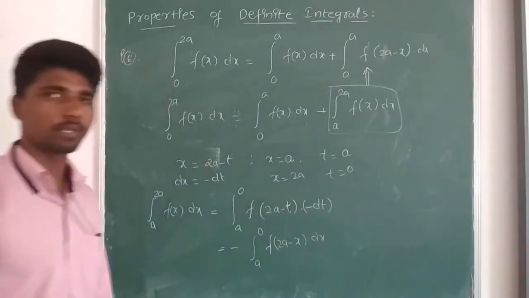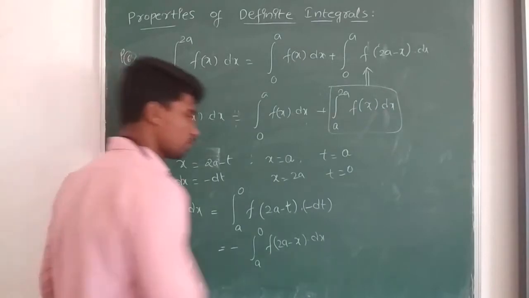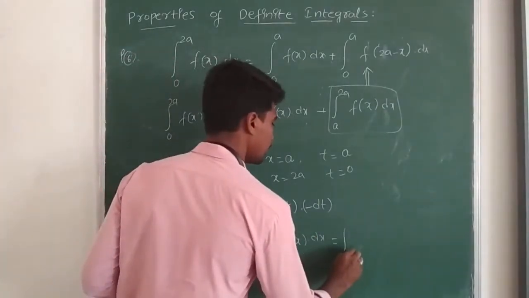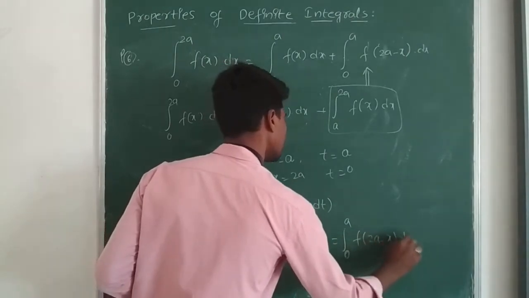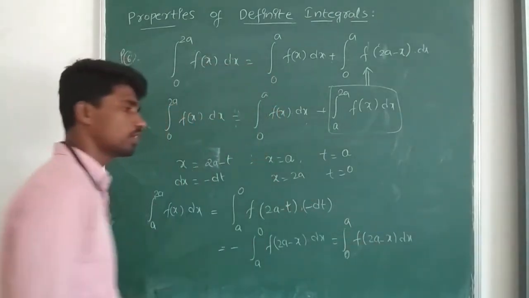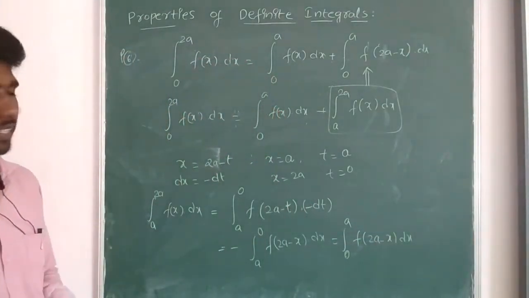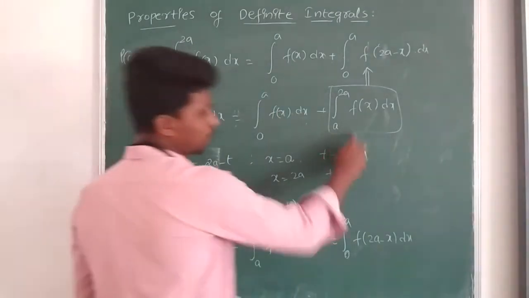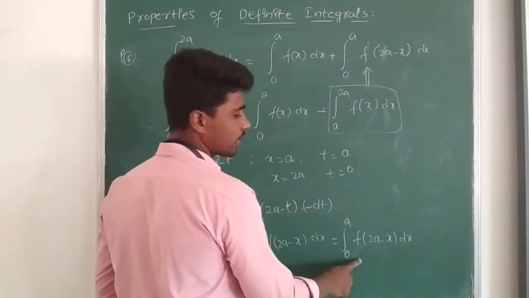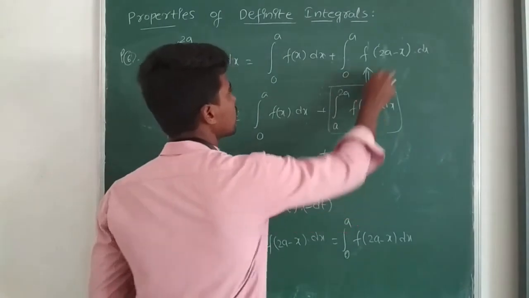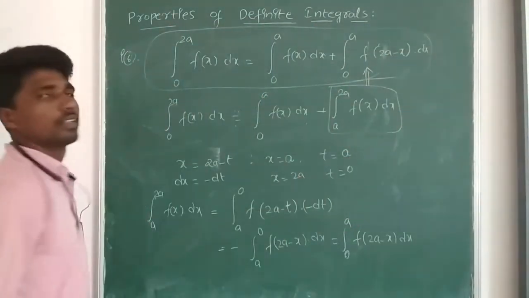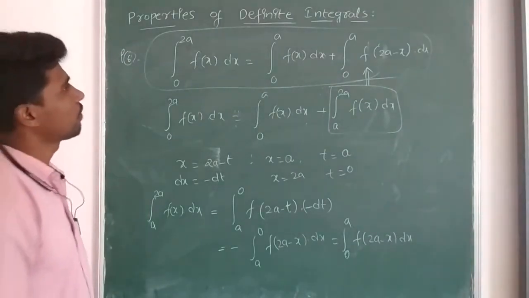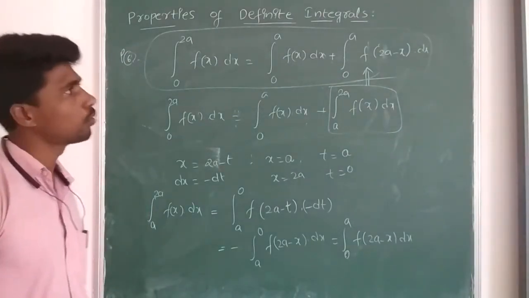After that, use property number 2. If you use property number 2, I get this one as integral 0 to a f of 2a minus x dx. So this can be replaced as 0 to a f of 2a minus x dx. So if I replace, I get this proof. Okay. Now from this property, I can derive one more thing.